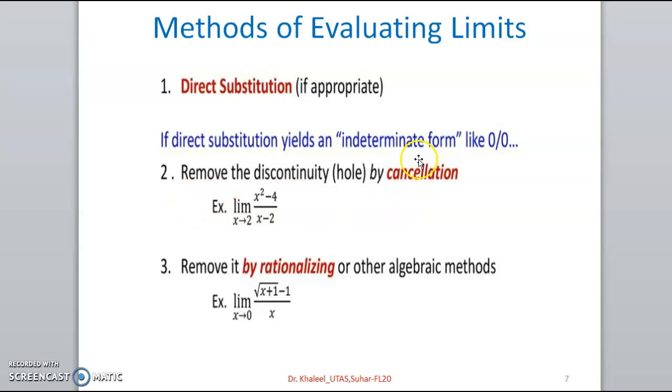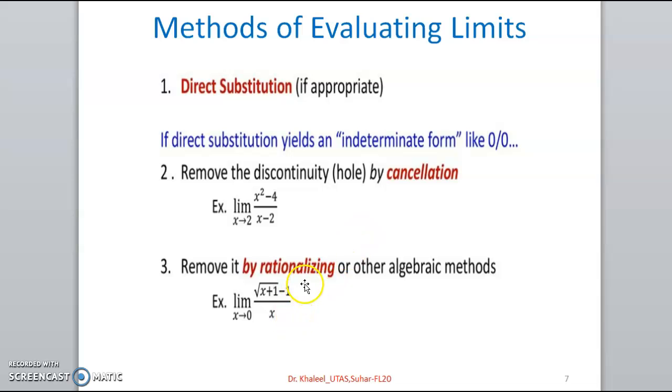Next, we find the limit by cancellation, that is factorization and cancellation. For this example, when I put x equal to 2, the denominator is 0. But I can factorize x square minus 4 as (x plus 2)(x minus 2), then x minus 2 and x minus 2 cancel, and I will get the answer.